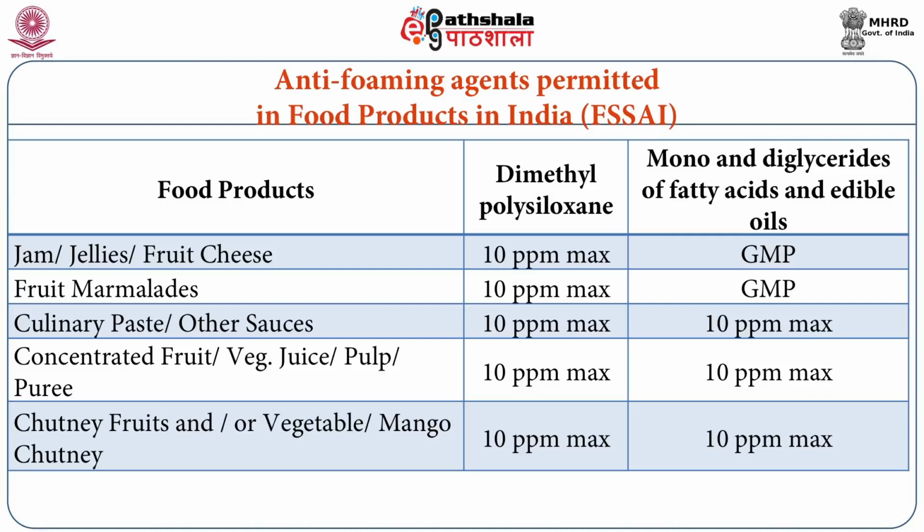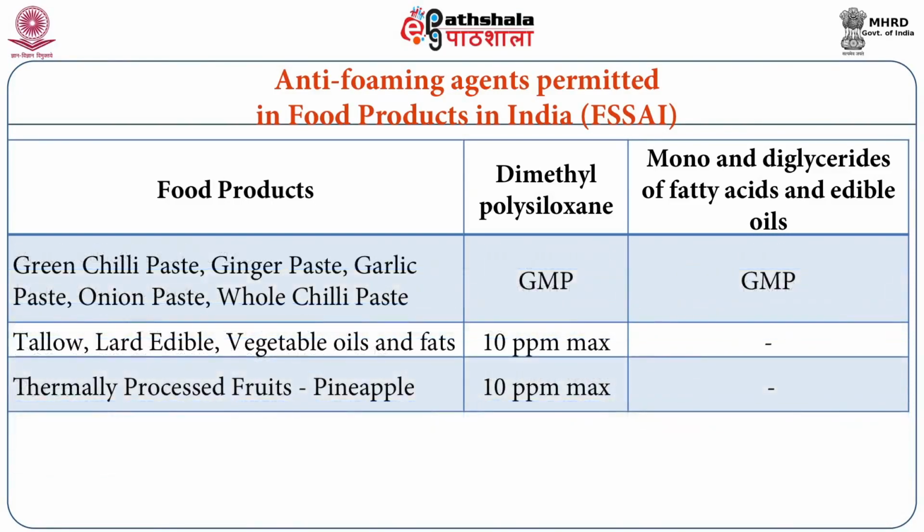The food product applications are jam, jellies, fruit cheese, fruit marmalades, culinary paste and other sauces, concentrated fruit and vegetable juice, pulp, purees, chutney, fruits and vegetables, mango chutney, green chili paste, ginger paste, garlic paste, onion paste, whole chili paste, some meat products like tallow, lard, edible vegetable oils and fats, thermally processed foods like pineapple, and their usage is limited by GMP to 10 ppm maximum.